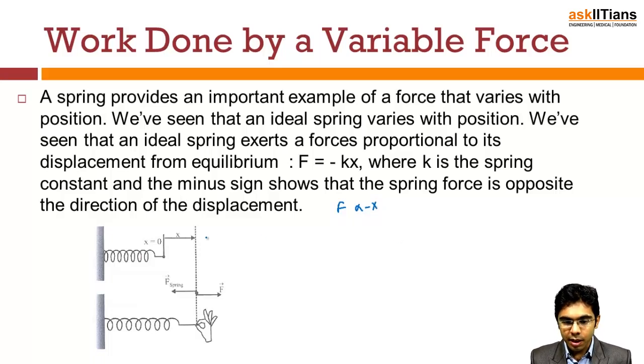So we can see from the figure that this is the spring at its natural length, that means there is no extension. Now after displacement, the force of the spring is along this direction and the extension is along this direction. This is exactly what shows that F is equal to minus kx. So we can see that the spring exerts a force proportional to its displacement from equilibrium, F equals minus kx, where k is a constant and the minus sign is due to the spring force being opposite to the direction of the displacement.